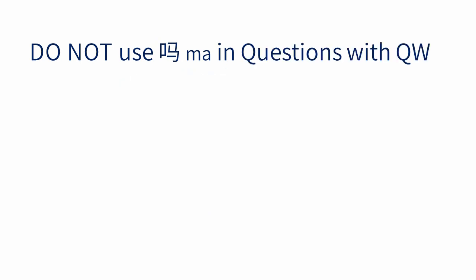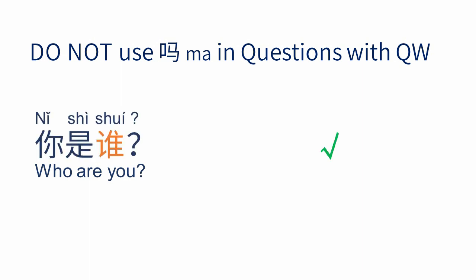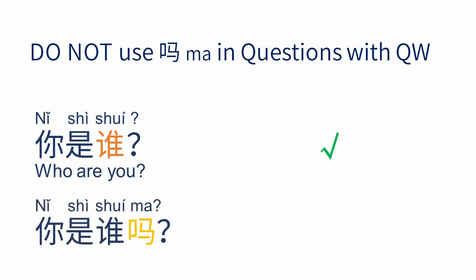Here is another occasion in which we cannot use ma. For example, who are you? In Chinese is 你是谁? Good, but can we say 你是谁吗? Can we put ma at the end of 你是谁? No. Like we have just learned, ma can only be placed after a statement sentence. 你是谁 is a question sentence, so we can't use ma again.